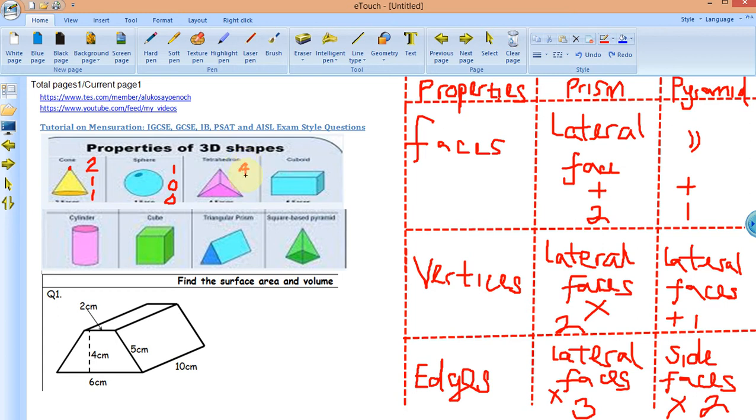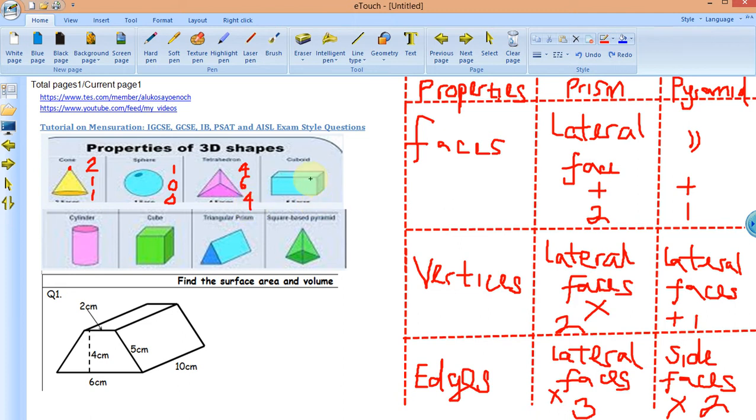Okay, then the number of edges. Based on our formula, the number of edges is side faces times 2, or better still, lateral faces times 2. So that will give us the number of edges, and side faces we have 1, 2, 3, so 3 times 2, that is 6. So the number of edges is 6. And for the number of vertices, we said we have lateral faces plus 1, and lateral faces we have 1, 2, 3, because it's sitting on a triangle, so 3 plus 1, that is 4.